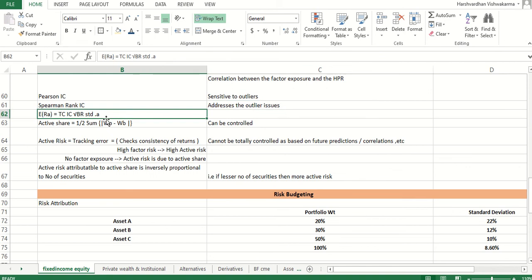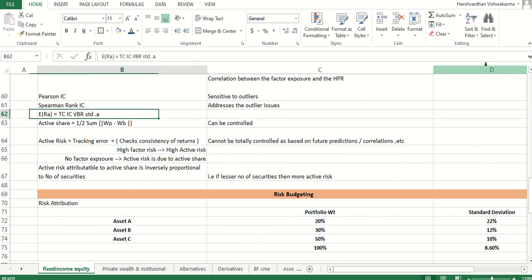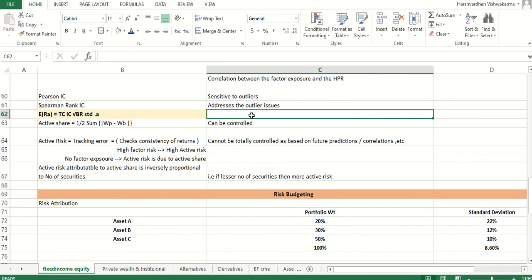Then we have the expected active return. Expected active return is a combination of transfer coefficient into information coefficient, into the root of breadth, into the standard deviation of the asset or the active risk. So this is a simple formula which we are coming from level 2 also. So in case you want to compute the expected return of the active portfolio, what you do is transfer coefficient into information coefficient into root of BR into standard deviation of A or the active return.